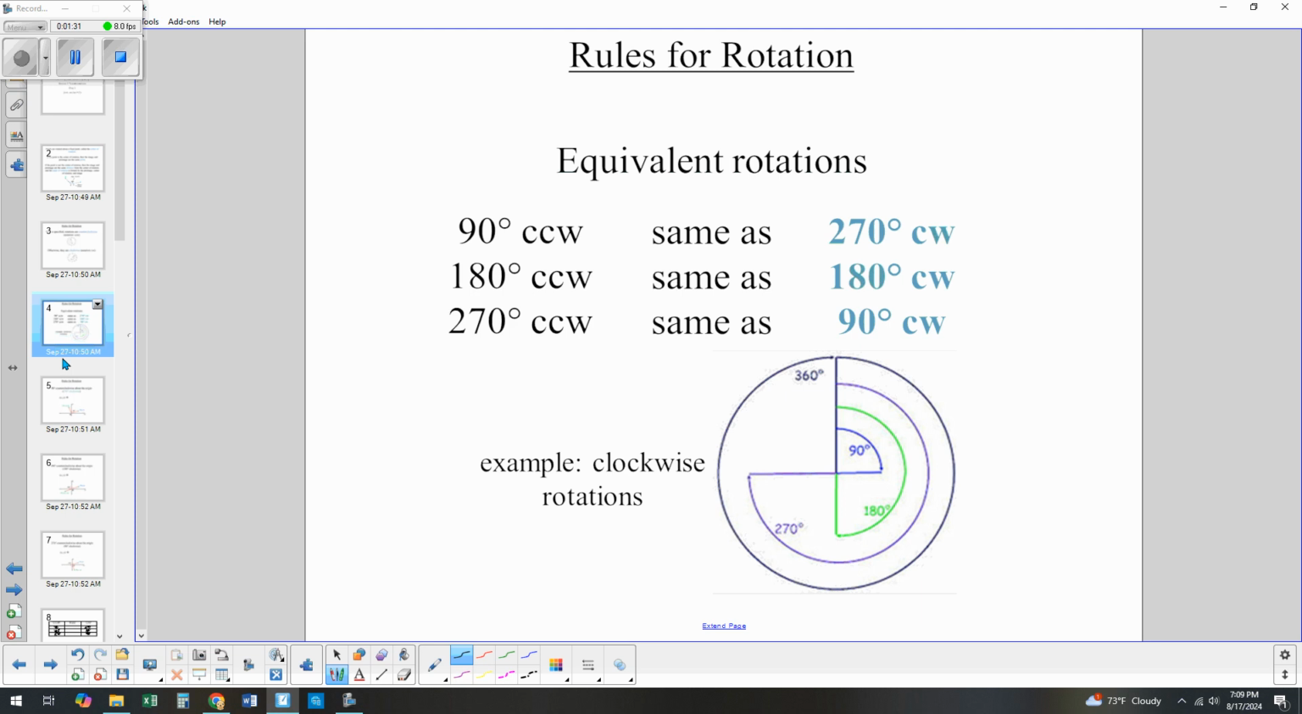There are equivalent rotations. So 90 clockwise, right, if I started here, and 90 counterclockwise, and I went this way, that's the same as if I started here and went 3 turns, or 270, this way. So they should always add to 180. 90 and 270, 180 and 180, 270 and 90.